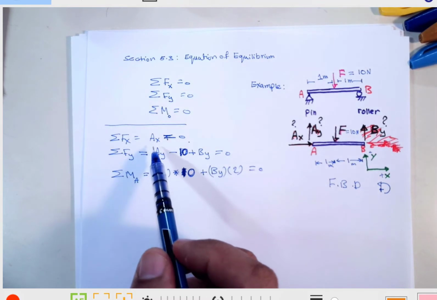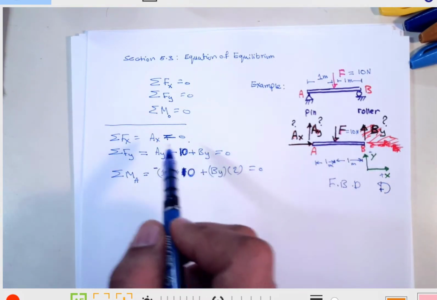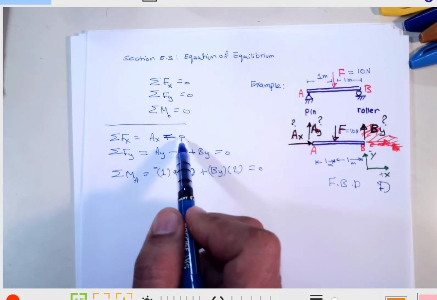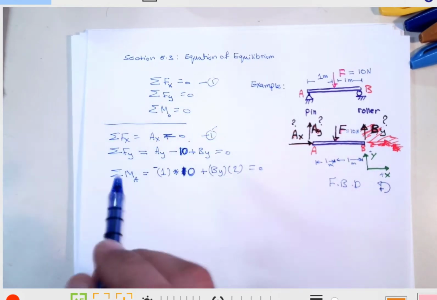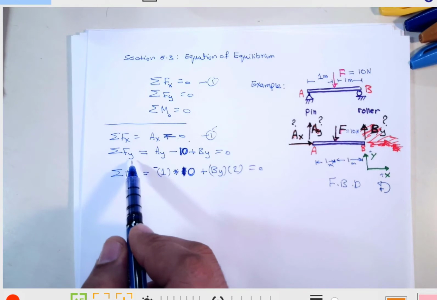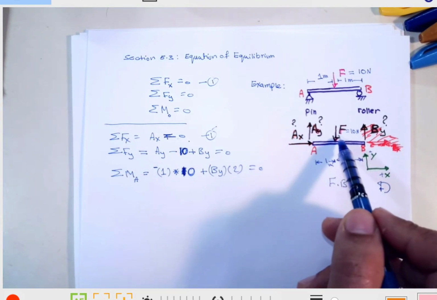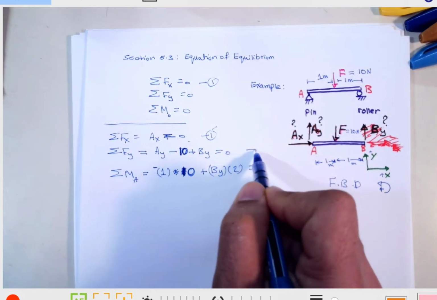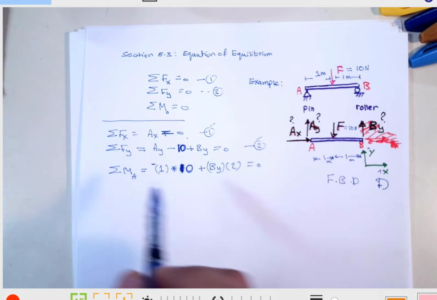Applying all forces along the x-axis, we have only one, Ax to the right. All the forces, Ax plus nothing, because we don't have any other force, is equal to 0. This satisfies equation 1. Equation 2, all the forces in y equal to 0. Now we have Ay positive up, minus 10, plus By, which is also unknown, equal to 0. And the last one is a moment.